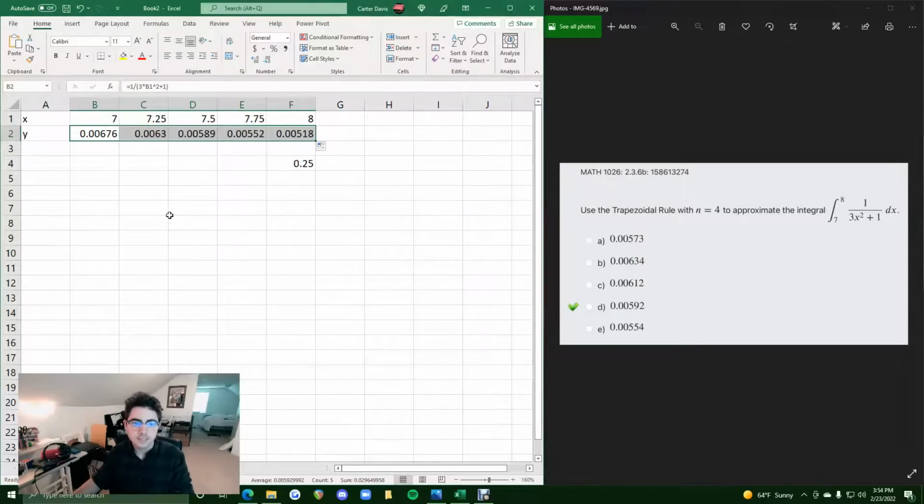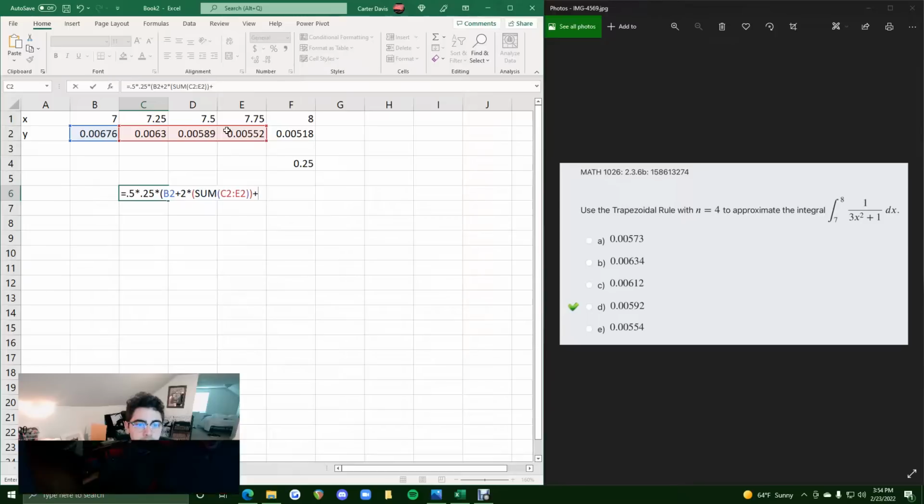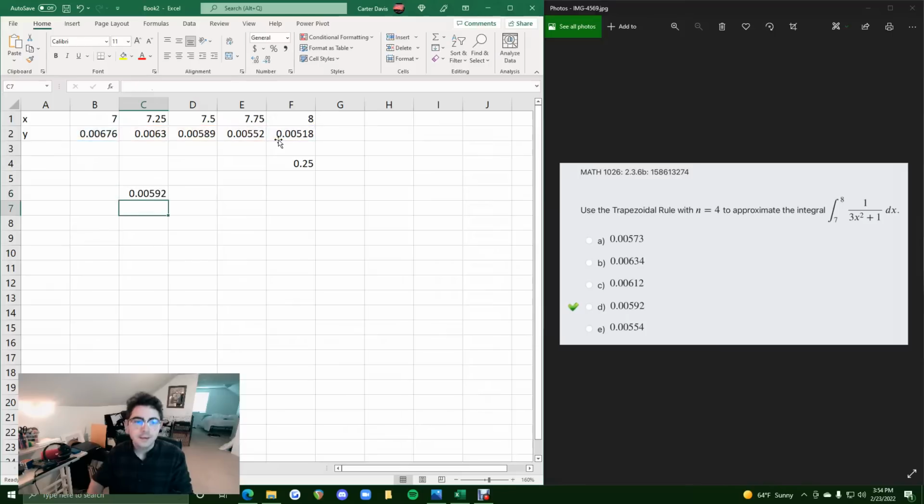Click and drag across. And again, the trapezoidal rule is 0.5 times the width, which is 0.25, times the heights, which is 1 times the first one, plus 2 times the sum of all the in-between ones. Close off the parentheses, and then we add on that last height right here. All right, we close that off, and then we get 0.00592. 0.00592 matches the answer we have here.